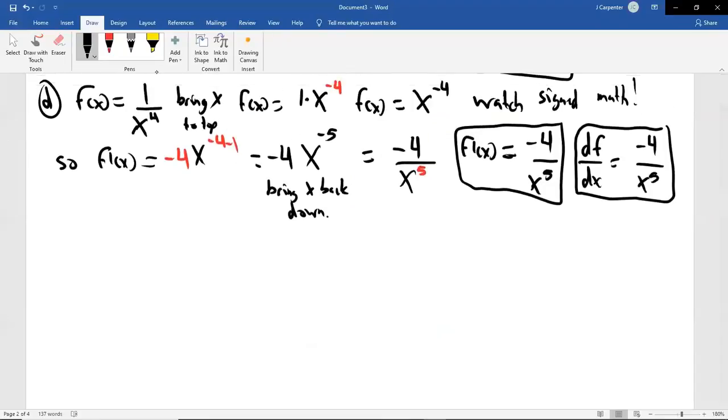All right, so that was D. So my original D is going to be E. Let's do another problem where the notation is not good for us initially. F of x equals square root of x.